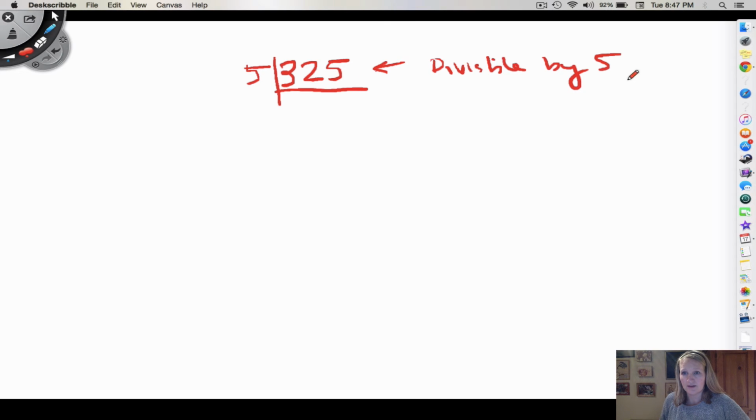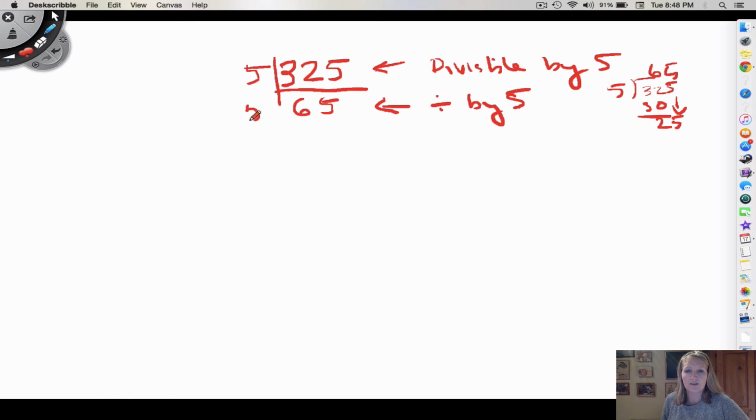And when you do that extra step, 325 and 5, 6, 30, 2, bring down 5, we get 5. So we get 65 here. Okay. What is 65 divisible by? I would say again, divisible by 5. And so we would say you can divide by 5. So what you're doing is you're writing your prime numbers out here and your composite numbers inside. So it's 65 is divisible by 5.